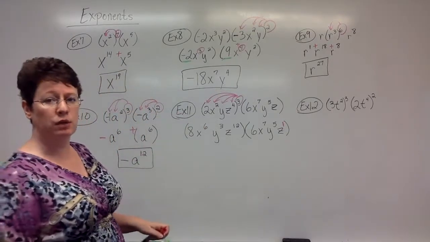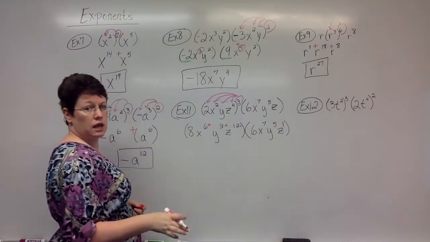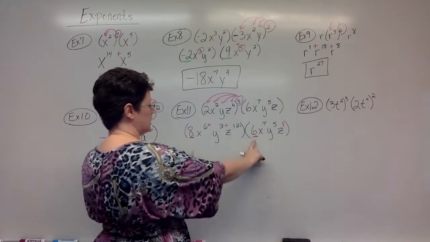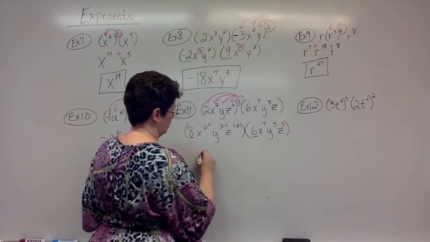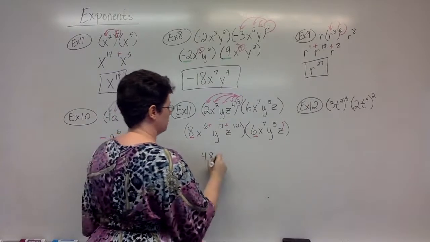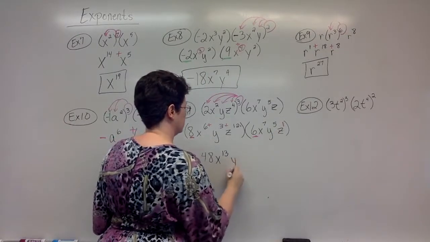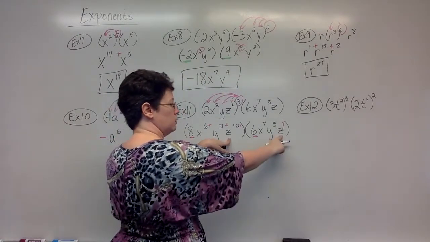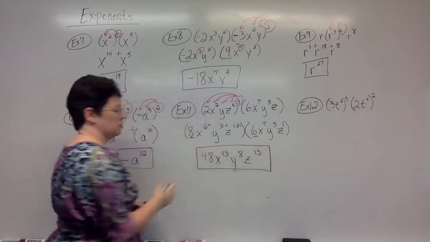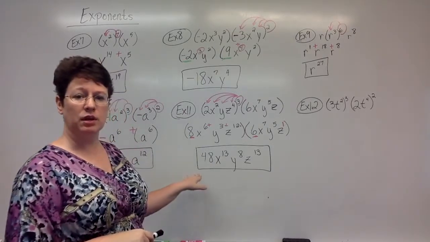Okay, so now it's back to regular old math, right? We're going to add our exponents for those things that have the same base and multiply coefficients, all right? So 8 times 6 is 48. X to 6, x to 7. Add. 6 plus 7 is 13. Y cubed, y to the 5th. 3 plus 5 is 8. Z to the 12, z to the 1. Yep, 13. There we go. 48, x to the 13th, y to the 8th, z to the 13th. Crazy, but correct. All right?